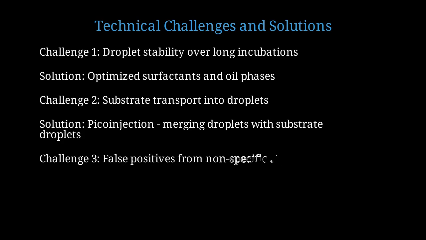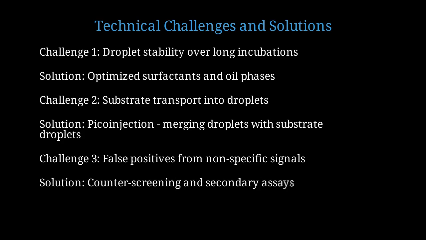Third challenge, false positives. Sometimes cells or enzymes produce fluorescence through non-specific mechanisms unrelated to the desired activity. The solution involves counter-screening strategies. We use multiple fluorescent substrates or perform secondary validation assays on sorted variants before the next evolution round.